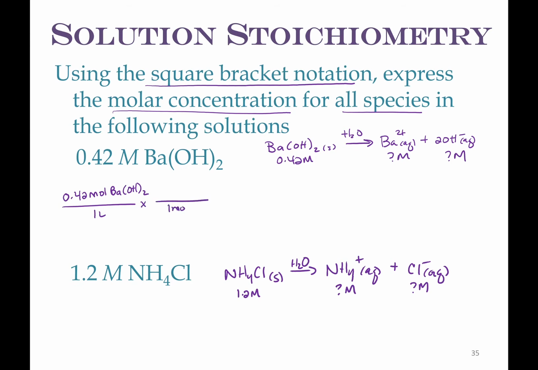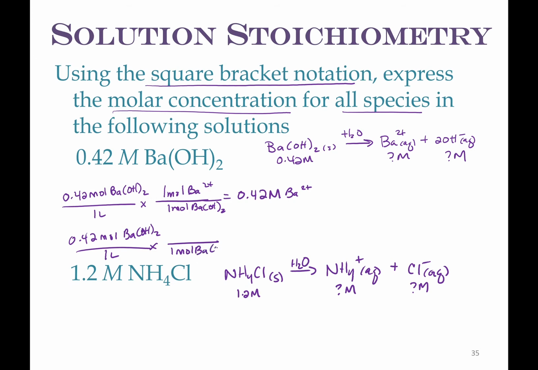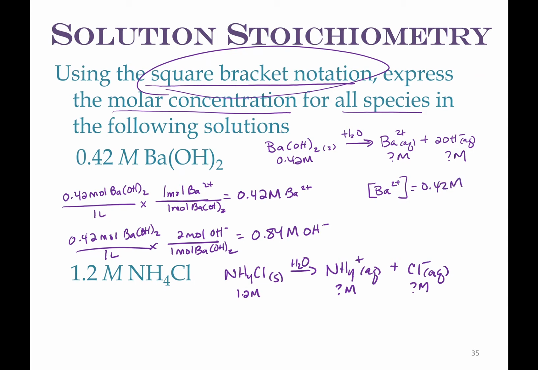For every 1 mole of barium hydroxide that dissociates, we get 1 mole of barium ions. So this will be 0.42 molar Ba2 plus. And down here we have then 0.42 moles of barium hydroxide for every 1 liter. And for every 1 mole of barium hydroxide, we get 2 moles of OH, hydroxide. So this will be 0.84 molar OH. It says square bracket notation, so the concentration of barium ions here is 0.42 molar, and the concentration of hydroxide ions is 0.84 molar.